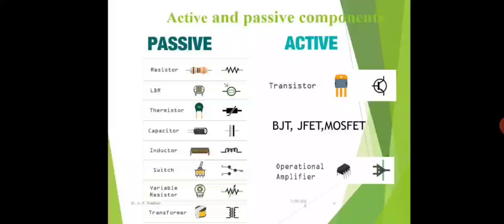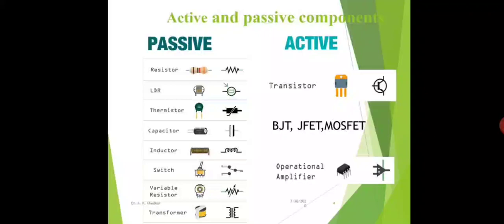So here is just a simple slide that indicates different components under the category of passive and active. What components do you observe over here? Some components you have already seen before this class. So you can see here resistor, capacitor, inductor, transformer, switch, variable resistor. Then some LDR and thermistor are displayed over here. LDR means light dependent resistor.